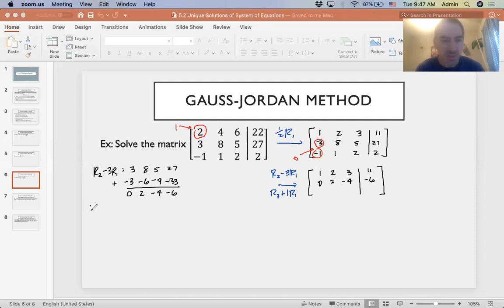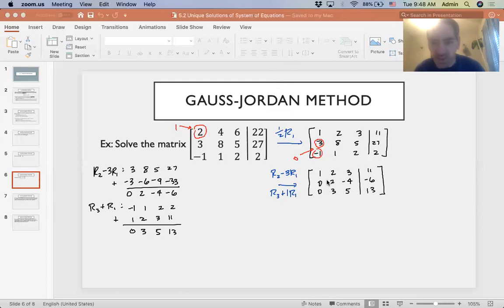And then we'll do the same thing for row 3 plus 1 times row 1. That is negative 1, 1, 2, 2 plus 1, 2, 3, 11. Negative 1 plus 1 is 0. 1 plus 2 is 3. 2 plus 3 is 5. And 2 plus 11 is 13. Okay, now first column's done. We have ones and zeros. Now we move to the second column.